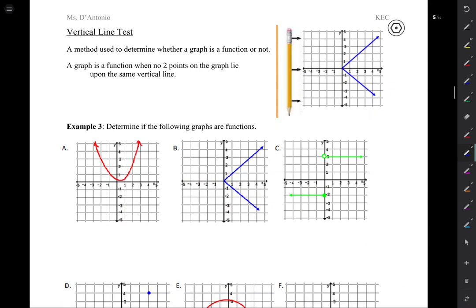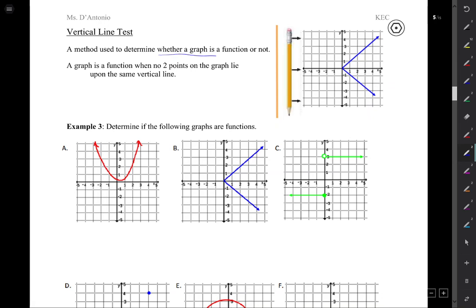And yes, you could go and make an arrow diagram of these graphs. Like you could go find a bunch of points on the graph and then make your arrow diagram, but there's actually an easier method if we were given just the graph. What that method is called is the vertical line test. This is used to determine whether a graph is a function or not.